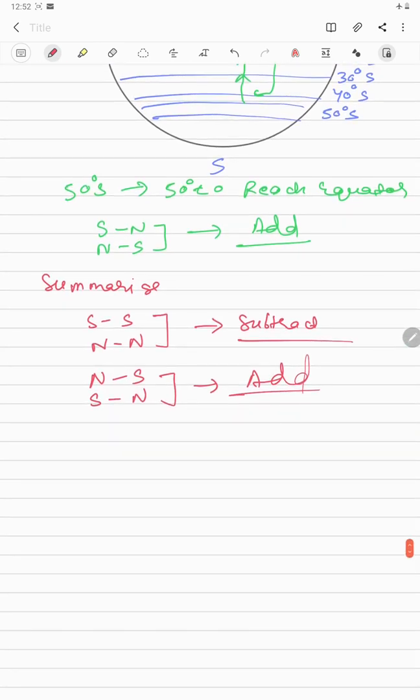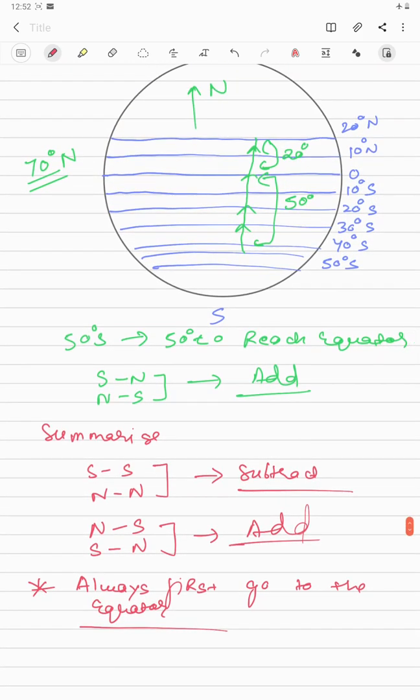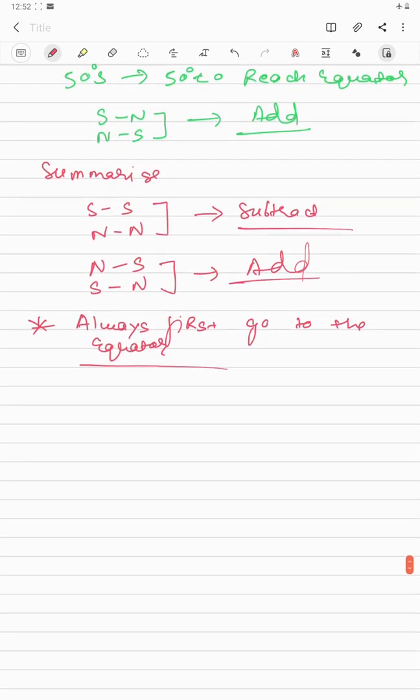And there is one tip that I want to give you guys, which will help you in solving the difficult examples, which we will be discussing, don't worry. Always first go to the equator. That means the first thing that you have to do is, from the present position, go to the equator and then move further. This is the important thing that you guys need to remember.